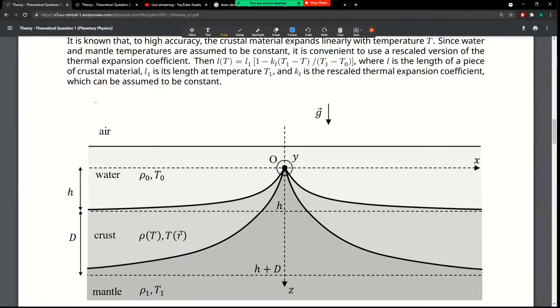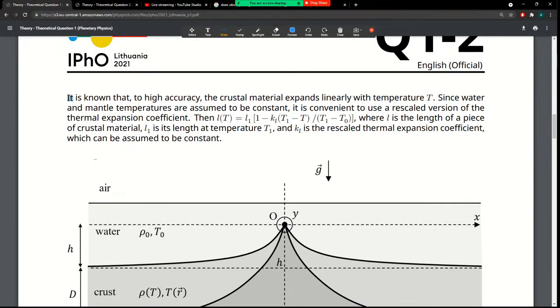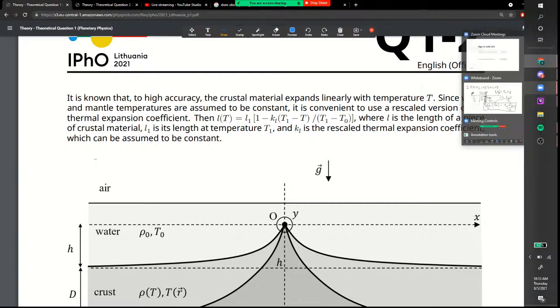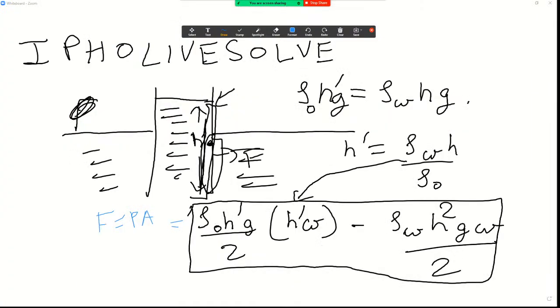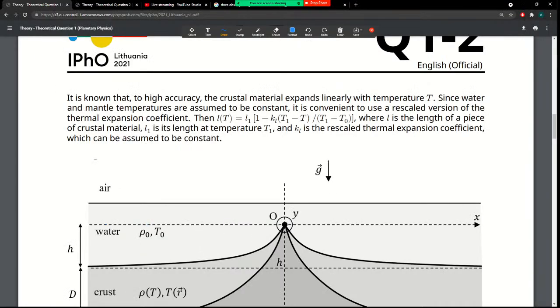It is known that to high accuracy the crustal material expands linearly with temperature T. Since water and mantle temperature are assumed to be constant, it is convenient to use a rescaled version of the thermal expansion coefficient. Oh, here, L of T. I think I have to read it. We should write that formula down.